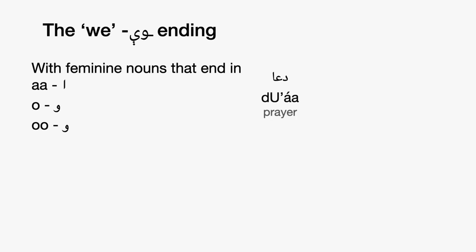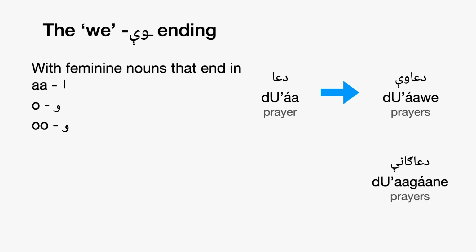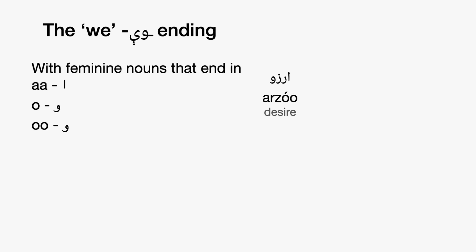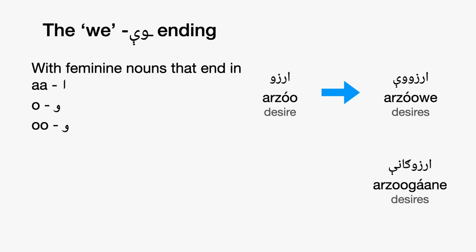Another example would be dua for prayer, and duavi would be prayers, or a lot of people will say duagani. Another example would be arzu. You could say arzuve but probably more commonly arzugani for desires. Usually with the u, I think people more often use the gani form.